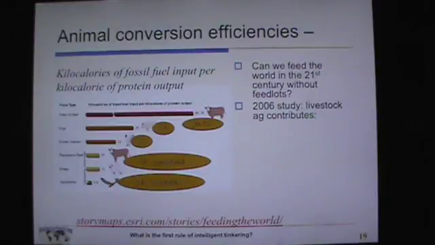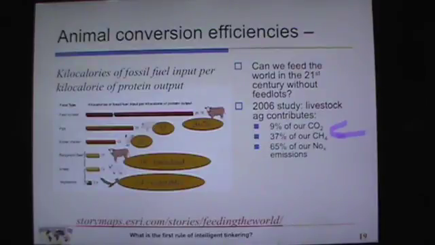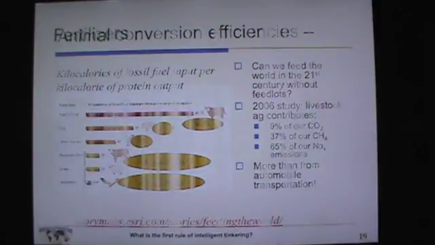2006 study, livestock agriculture contributes 9% of our global carbon dioxide, 37% of our global methane. Now we will learn a lot more about methane later because the science on that is changing a lot even as we speak. So love this class. 65% of our nitrous oxide emissions, more than from all the cars on the road combined. So we have to eat, but it certainly is adding a lot to our atmosphere.